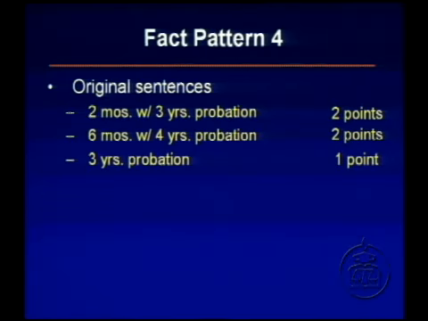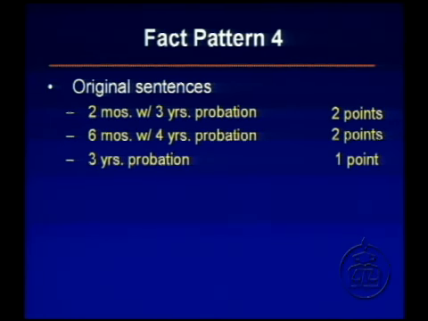So let's look now at fact pattern 4, which involves 3 prior original sentences. You can see there was an original sentence of 2 months with 3 years of probation. That would be a 2-point sentence under 4A1.1(b). The other sentence, 6 months imprisonment with 4 years of probation. Again, a 2-point sentence under 4A1.1(b). And then the final prior sentence that we're going to be talking about in this fact pattern was a sentence of 3 years of probation, which of course would warrant 1 point under 4A1.1(c).